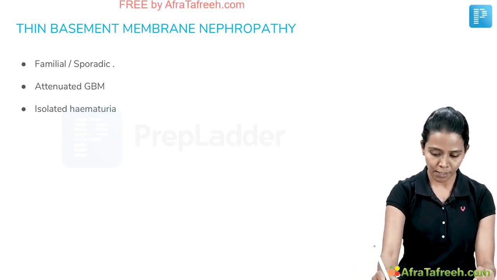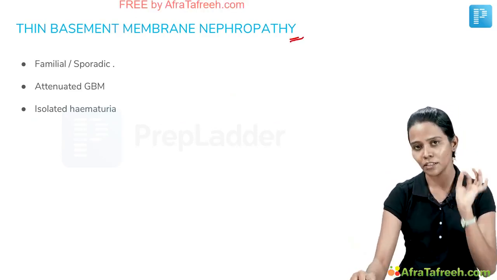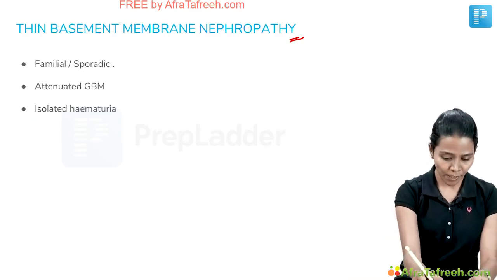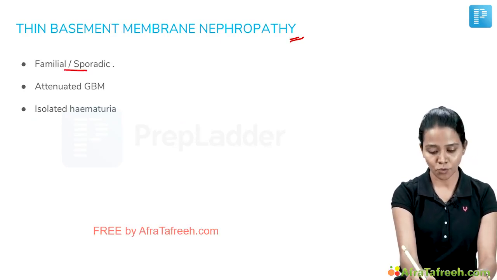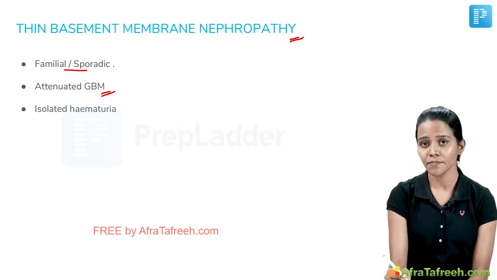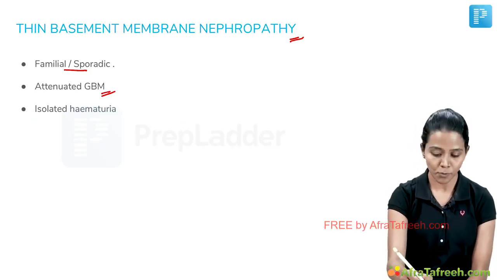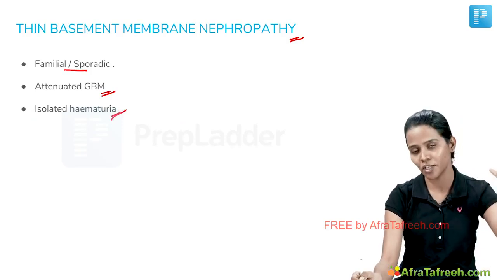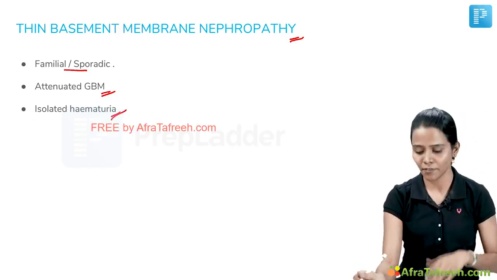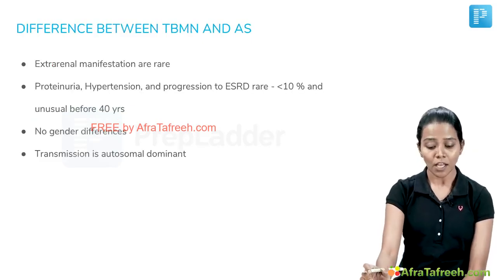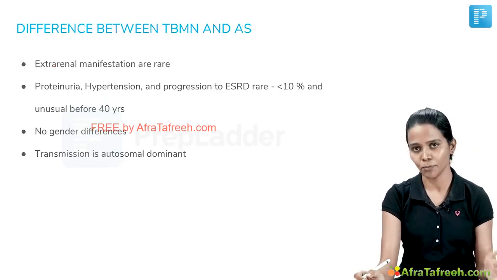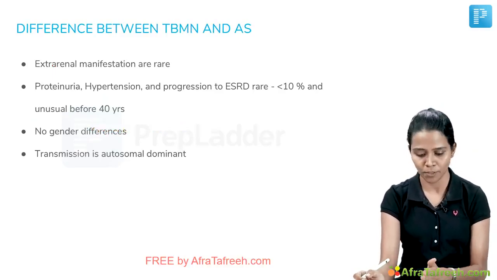Now let's come to thin basement membrane nephropathy. That means what? Here the problem is just thinning of the basement membrane. Okay, it is a familial or sporadic type which shows attenuated glomerular basement membrane and the patient presents with isolated hematuria. Okay, mostly microhematuria. So there will be thinning of GBM. RBCs are freely let through the GBM and hence the patient can present with microhematuria. Okay, now what is the difference between thin basement membrane nephropathy and Alport syndrome? Because both can have microhematuria.